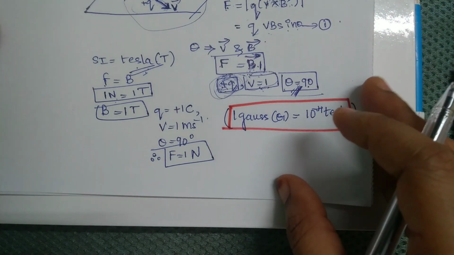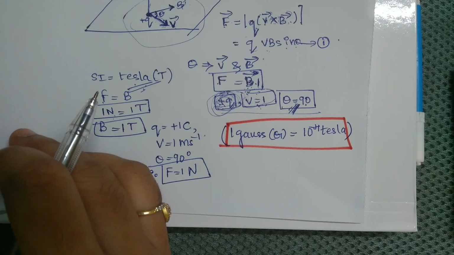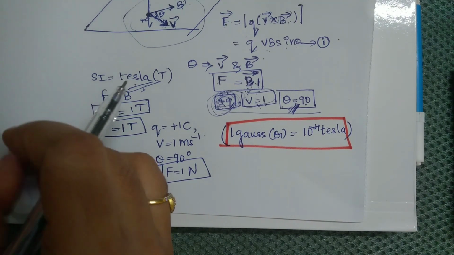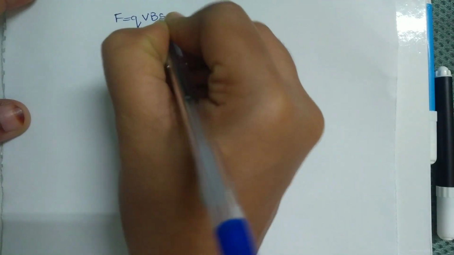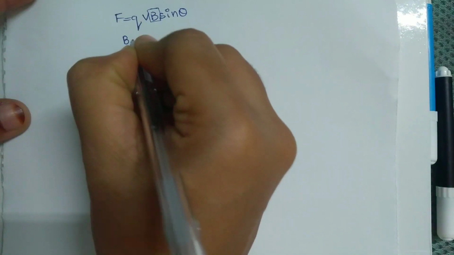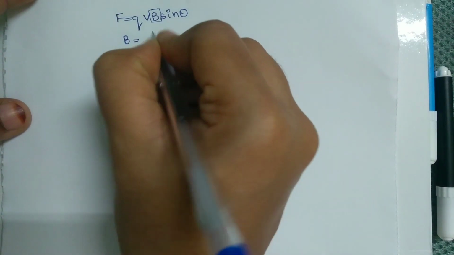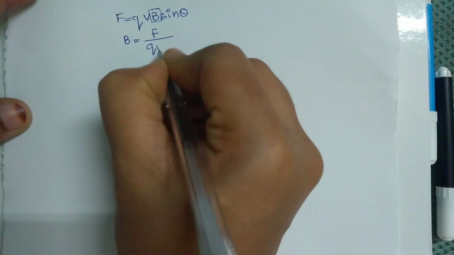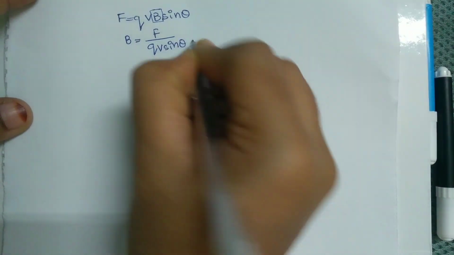Now, suppose they ask you in a question what is the dimensional formula for Tesla? How will you find it? See, we have F is equal to QVB sine theta, right? If you want B, then we write B is equal to F divided by QV sine theta. You can write it like this.